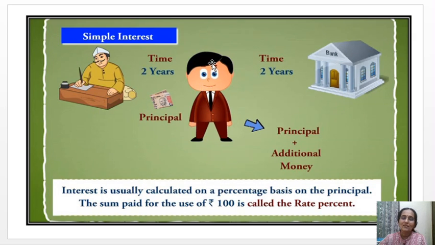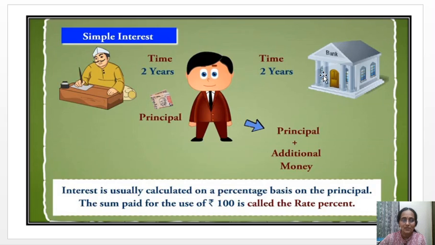Suppose a man is borrowing some amount, for example, let it be 20,000 rupees for 2 years. Can he give back only 20,000 rupees at the end of 2 years? No, it is not. He has to add some amount to the 20,000 rupees, and he has to give that amount to the money lender.